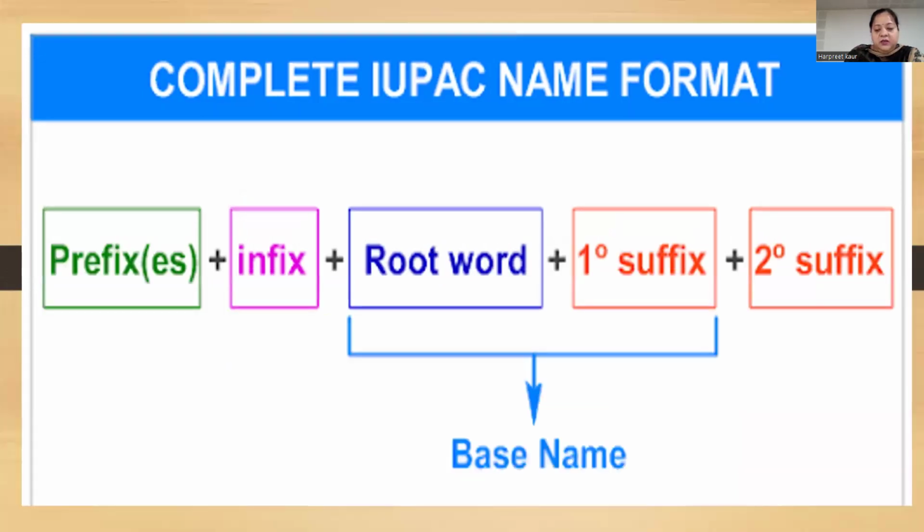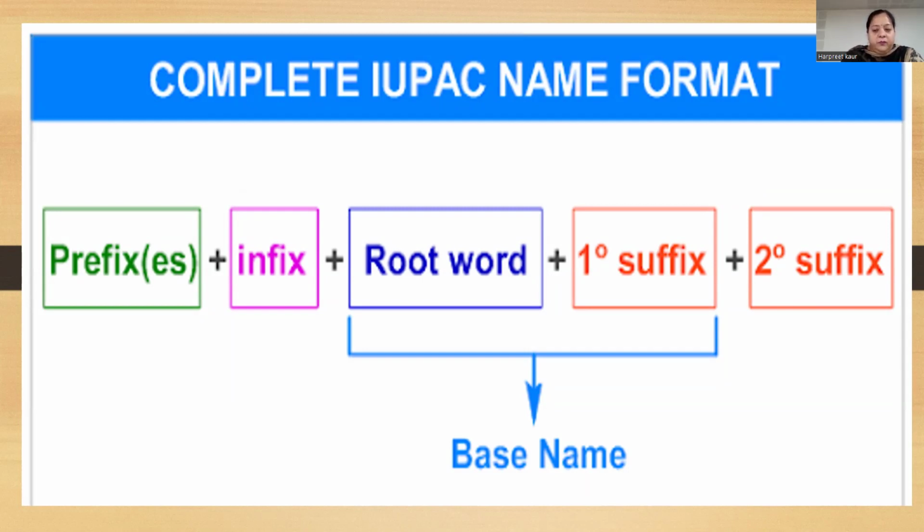And if we consider these 5 subparts, the 2 subparts, that is the root word and primary suffix, are the essential parts. Without the root word, that is eth, meth, prop, no organic compound is possible, as it represents the number of carbon atoms in the chain. And without mentioning whether it is "ane", "ene", or "yne", again no name is possible. These 2 are the essential parts. The rest of the 3 are optional.